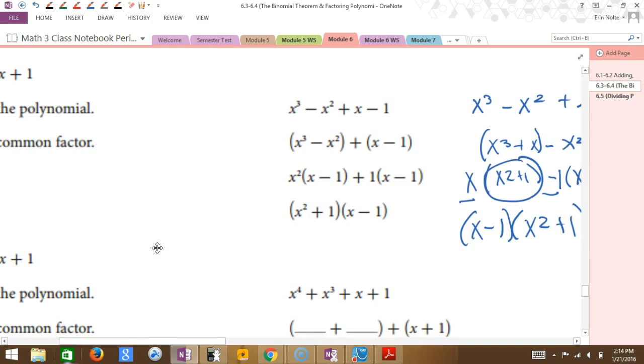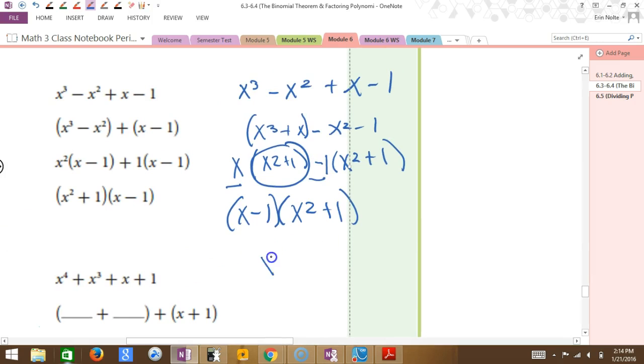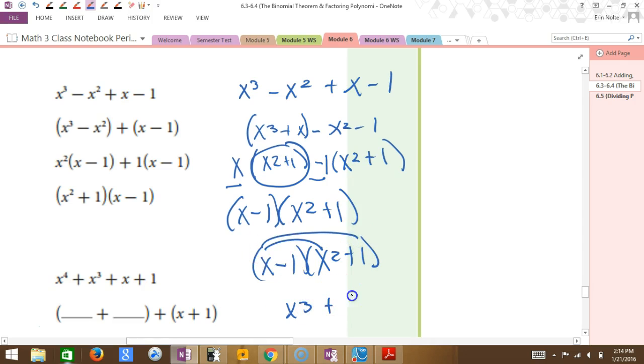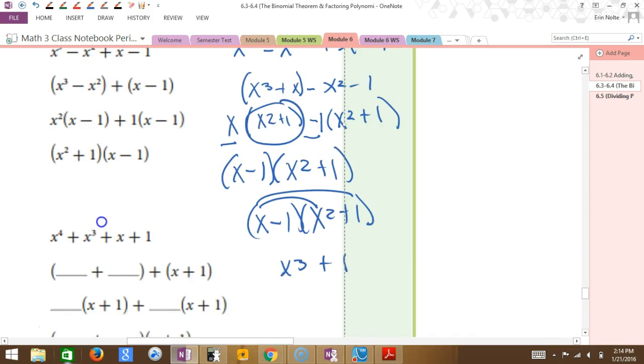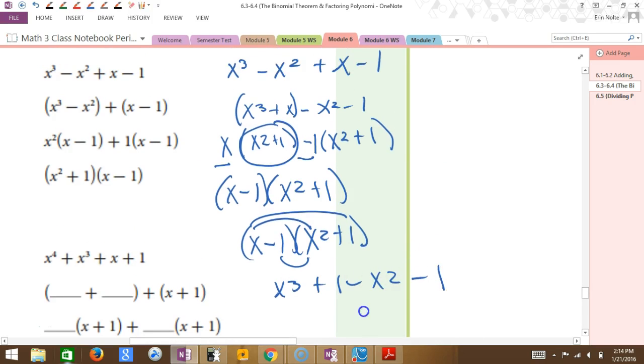And then we write that one time. And how can we make sure that's equal to the original function? Yeah, we could FOIL that out. So we get x cubed plus x minus x squared minus 1. Same as we started with, right? So x cubed plus 1x minus x squared minus 1, which is what we had at the beginning. Okay?